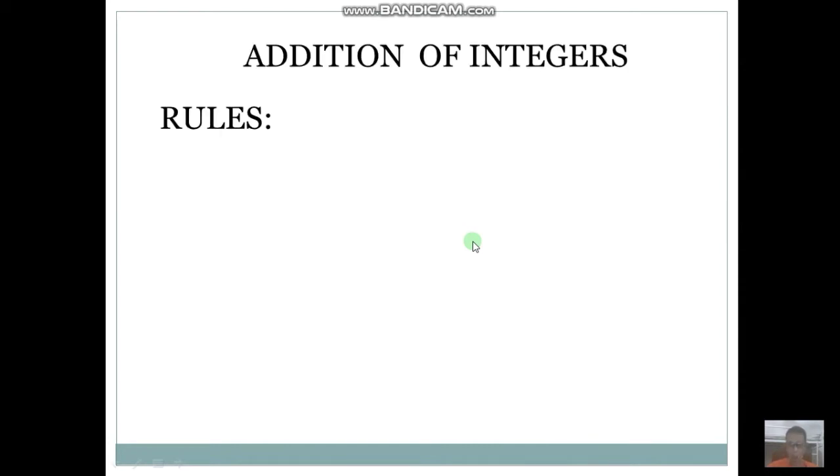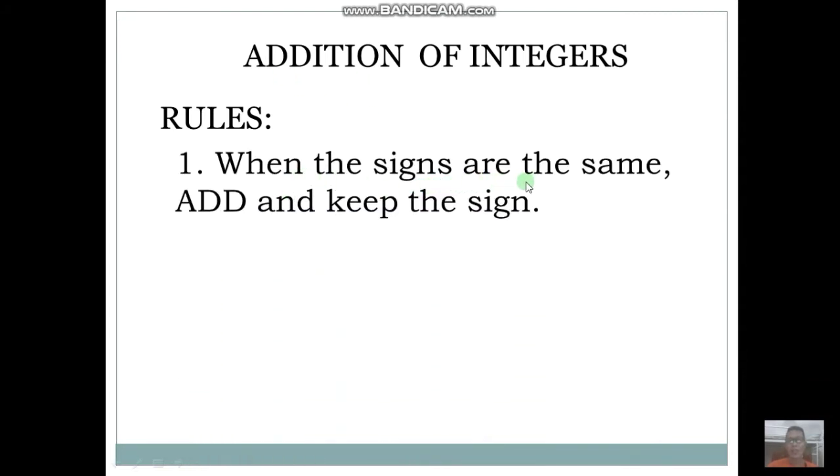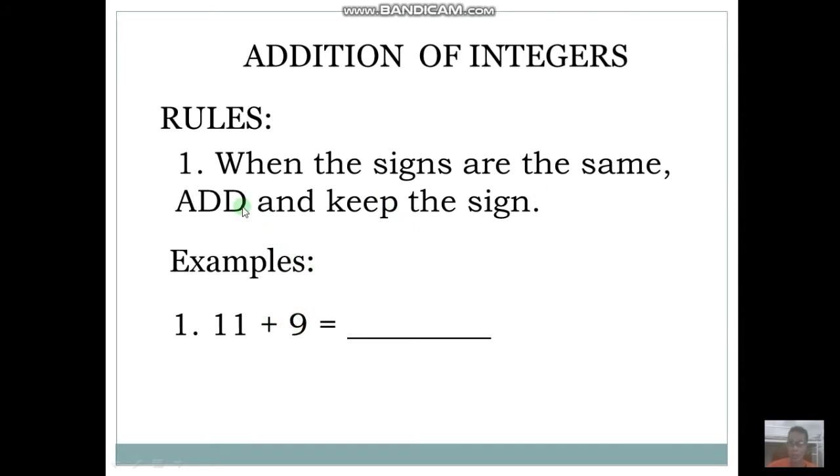Let us recall the rules for addition of integers. Rule number 1: when the signs are the same, add and keep the sign. Klarong-klaro po. Ito yung examples. Number 1, 11 plus 9. Both integers are positive, so same sign po sila. We will add these two numbers, and since both are positive, yung sagot natin is also positive. We do not need to write the positive sign in our answer, since it is understood that the sign is positive.